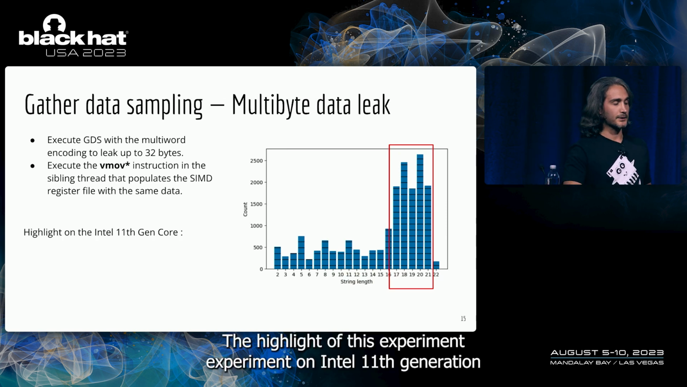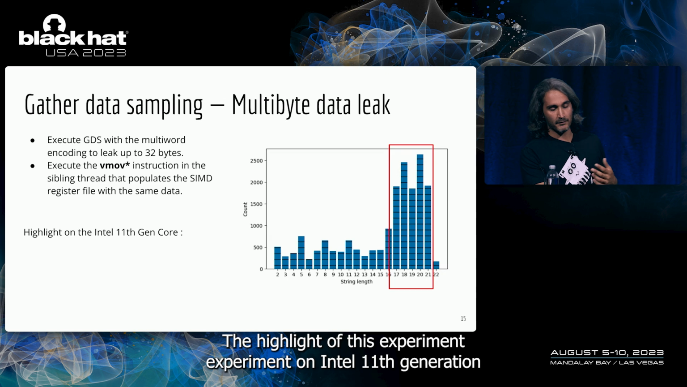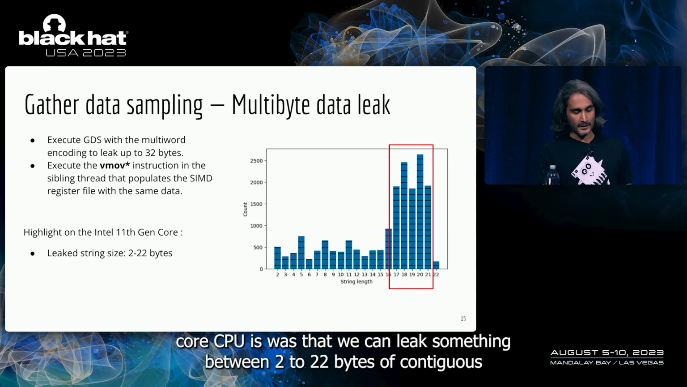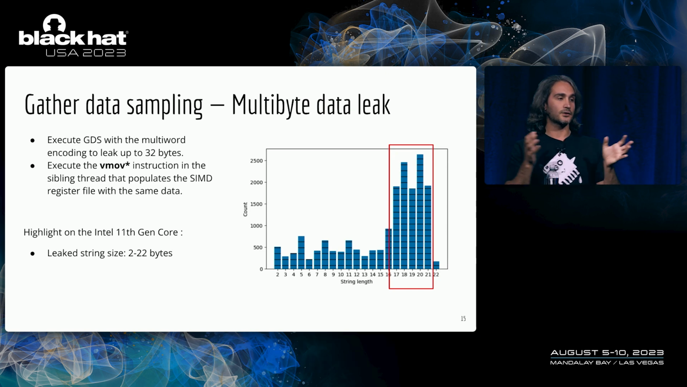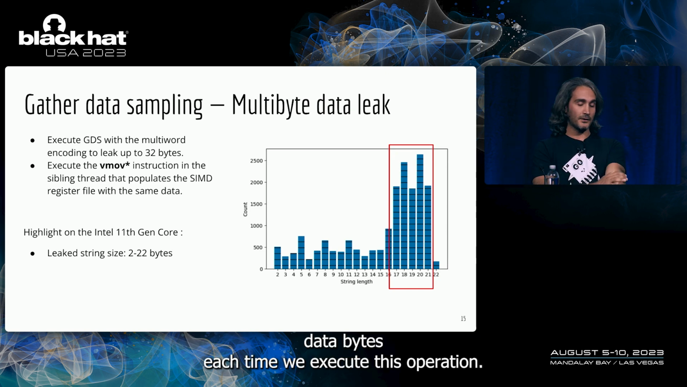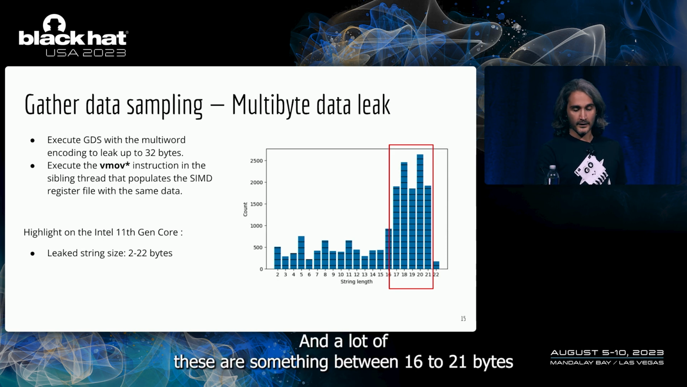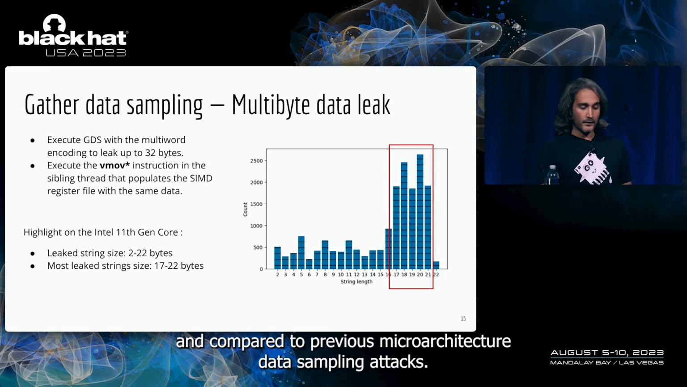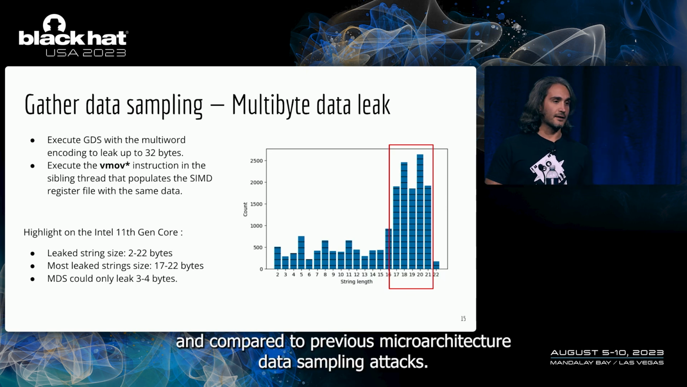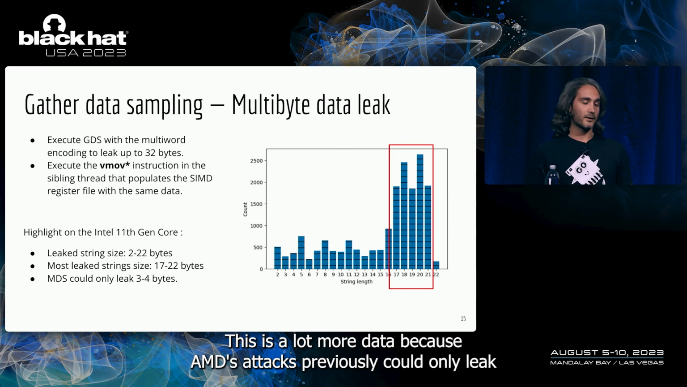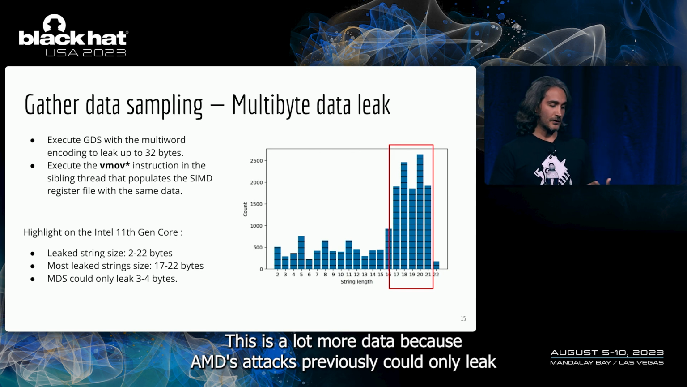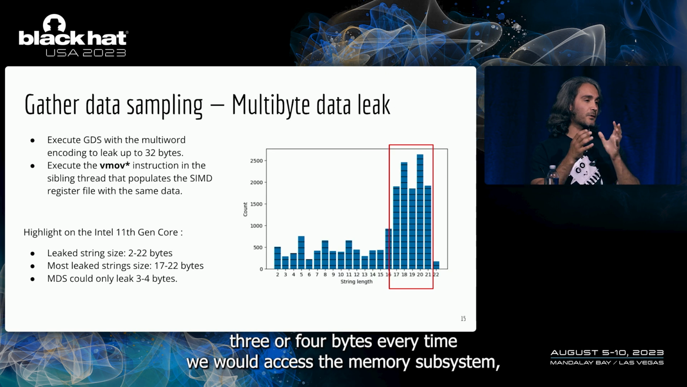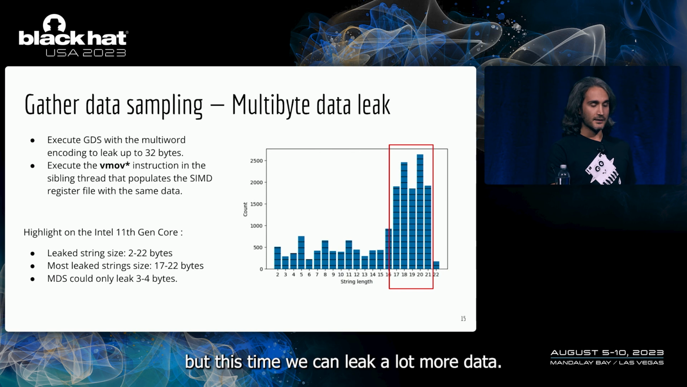The highlight of this experiment on Intel 11th generation Core CPUs was that we can leak between 2 to 22 bytes of contiguous data each time we execute this gather operation. And a lot of these are between 16 to 21 bytes. Compared to previous microarchitectural data sampling attacks, this is a lot more data, because MDS attacks previously could only leak 3 or 4 bytes every time you would access the memory subsystem. But this time, we can leak a lot more data.